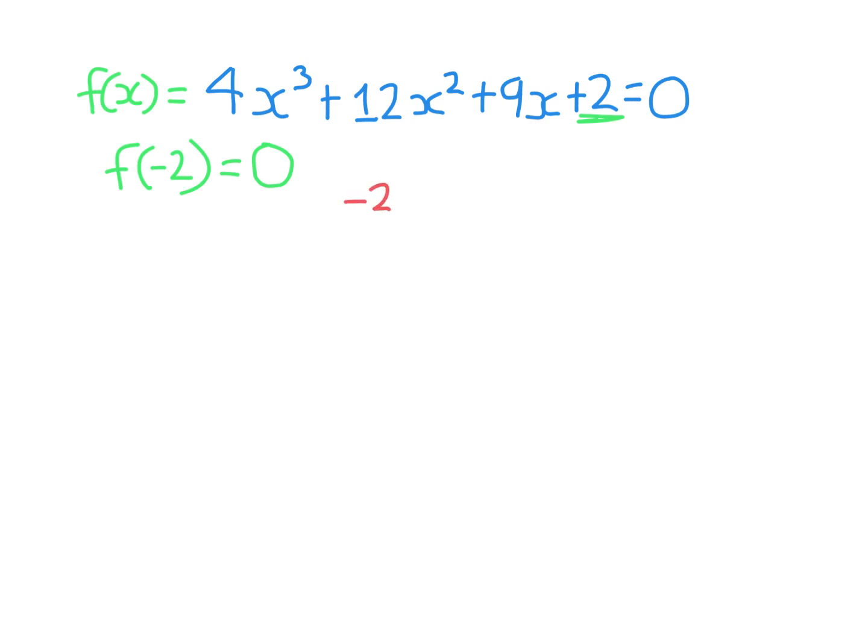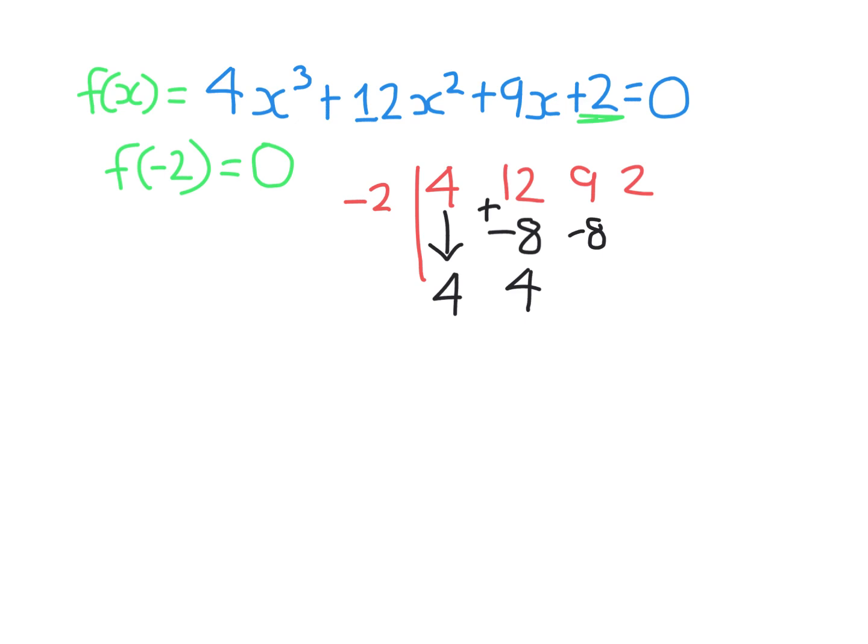I write the root here, and then I write the coefficients of the original polynomial: 4, 12, 9, and 2. So we always start by bringing down this number 4. Multiplying negative 2 by 4 gives us negative 8, so I'll put that there. We add to find the remainder. Now we go negative 2 times 4, that gives us negative 8. 9 plus negative 8 gives us positive 1. And then, of course, negative 2 times 1 is negative 2, adding to get the final remainder of 0, which is what we expected because we know that x plus 2 is a factor.